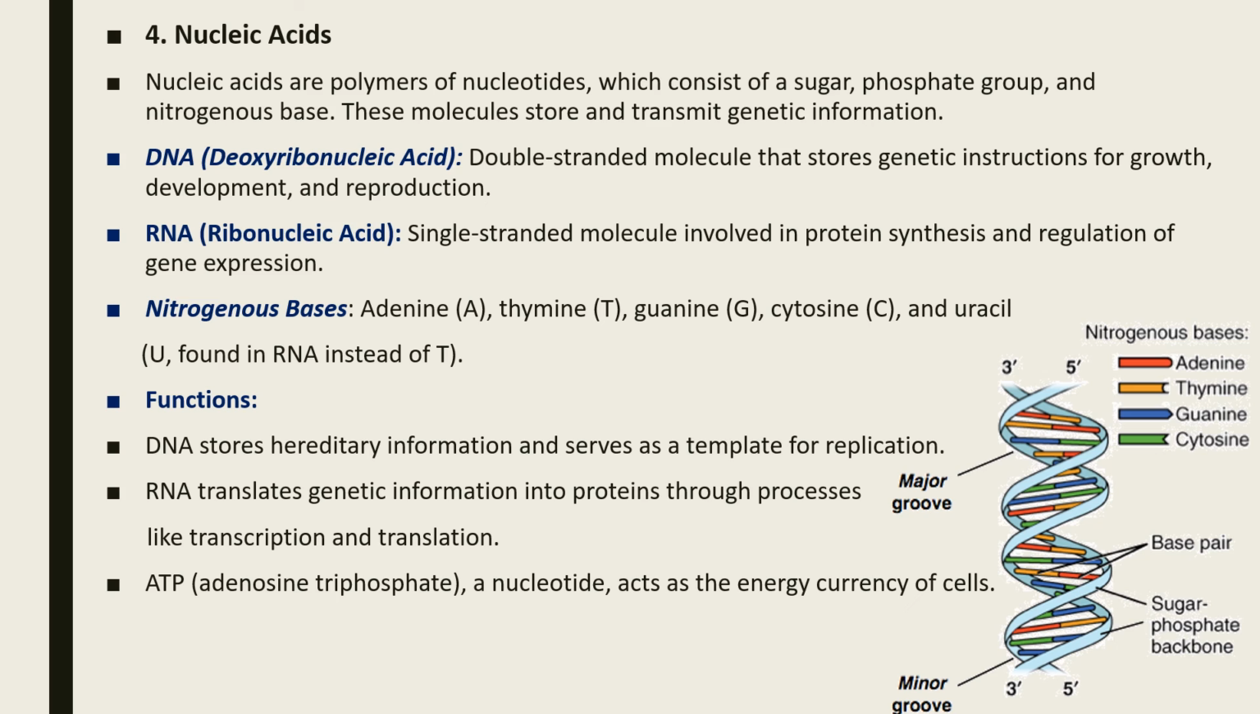Now, nucleic acids are polymers of nucleotides which consist of a sugar, phosphate group, and nitrogenous base. The first one is deoxyribonucleic acid. It is a double-stranded molecule that stores genetic instructions for growth, development, and reproduction. The second one is RNA, a single-stranded molecule involved in protein synthesis and regulation of gene expression. Then we have nitrogenous bases: adenine, thymine, guanine, cytosine, and uracil, where uracil is only found in RNA, and its function is to store hereditary information and serve as a temporary template for replication.